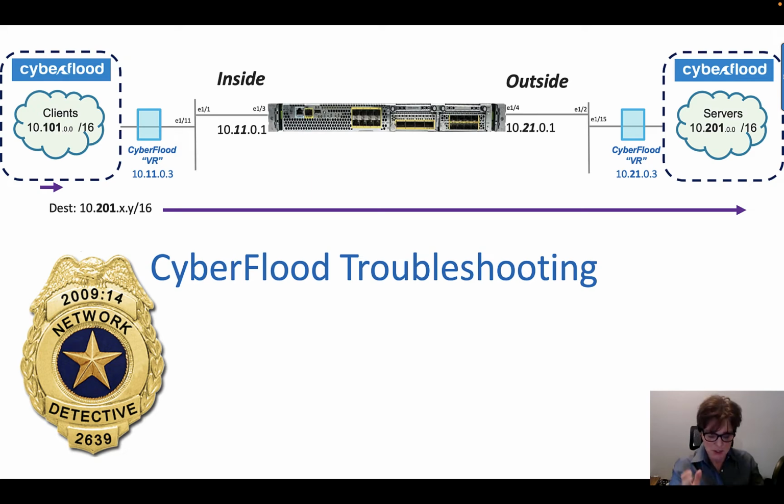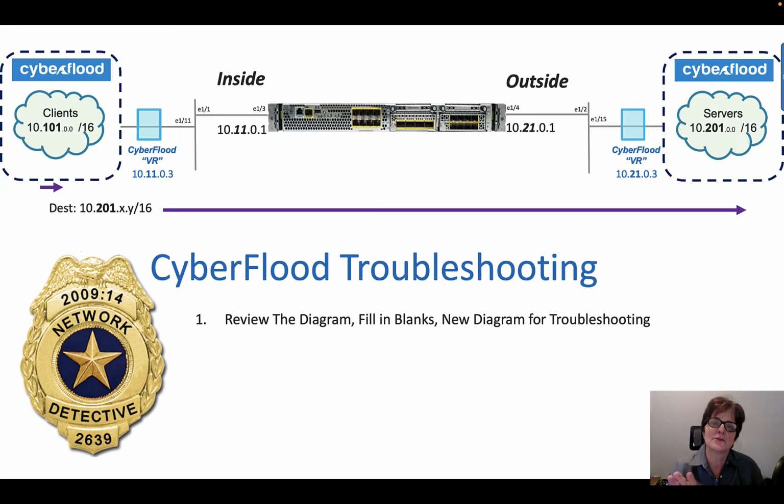So number one, first and foremost, we're going to review the diagram that we've been using. There's a couple blanks in there. For example, there's that little line on the left that says E1/1, E1/1, but it's just a line. So we're going to fill in some blanks and then make a new diagram for troubleshooting that will talk about all of the different hops that we could be losing packets on or having issues with.